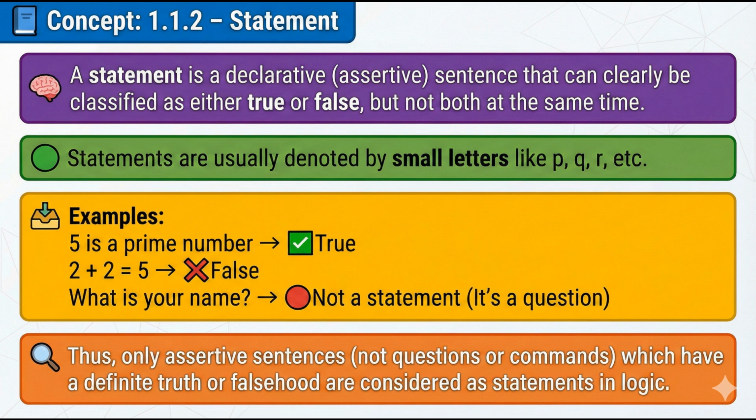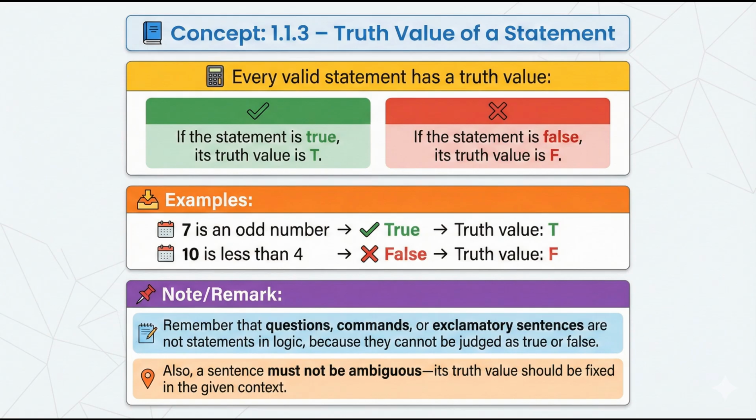Now let us move to the next concept. Concept 1.1.3, Truth value of a statement. Every valid statement in logic has something called a truth value. Truth value tells us whether a statement is true or false. Types of truth value. If a statement is true, its truth value is called true, and we denote it by the letter T. If a statement is false, its truth value is called false, and we denote it by the letter F.